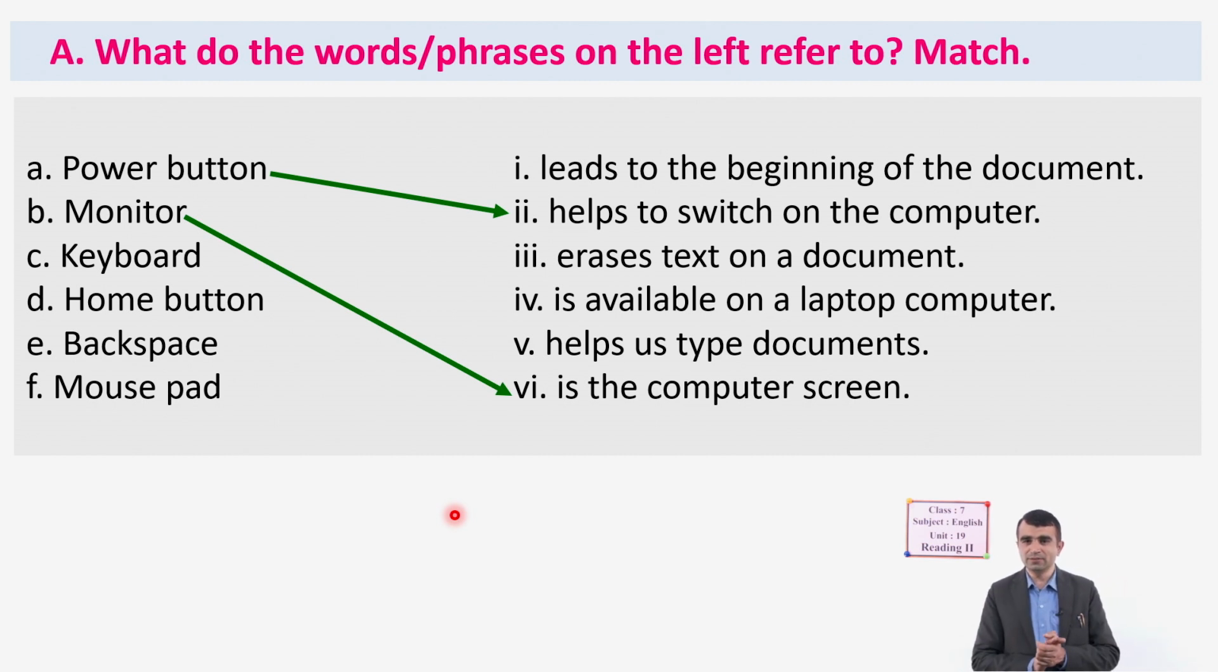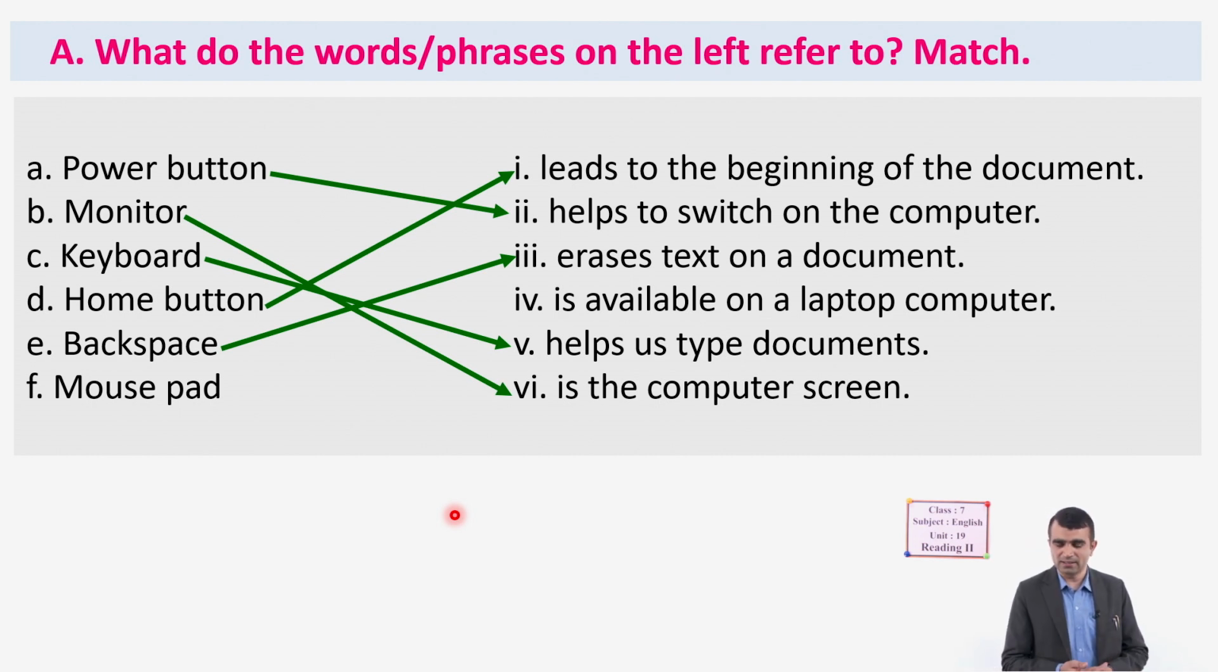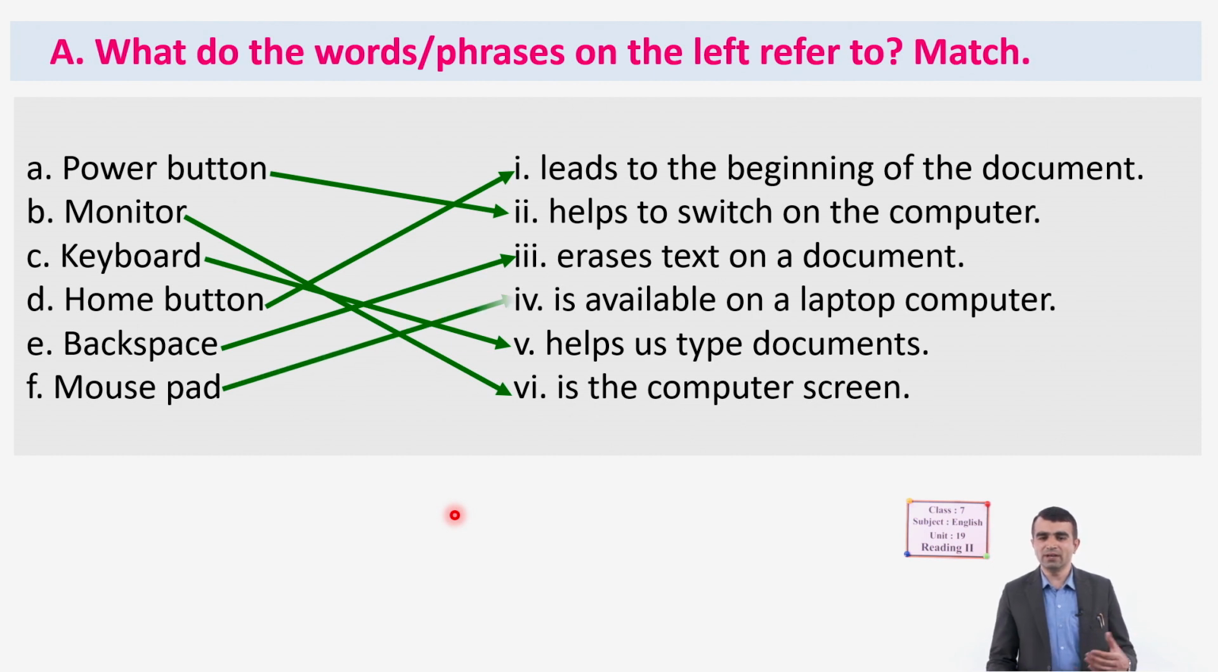Do another, keyboard. Which one is it related to? Keyboard helps us type documents. Is it so? Good, good. Now home button. Home button? Finished? Okay. Leads to the beginning of the document. Is it so? Backspace? Okay, backspace erases text on a document. And finally, mousepad. Mousepad is available on a laptop computer. Good. Very good. Okay, you have done.